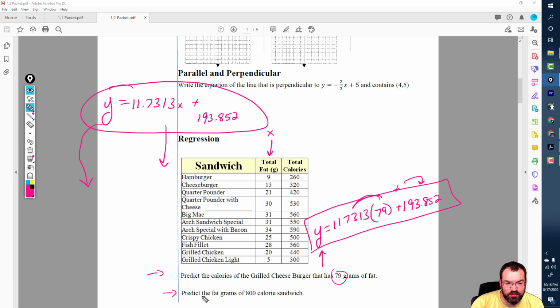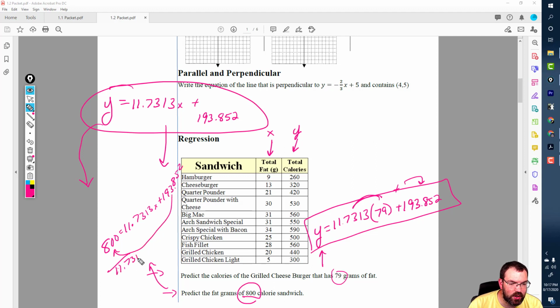Now, the second question says to predict the fat grams of an 800-calorie sandwich. Because that's calories, that's the y value. So I'm going to bring up here and say 800 equals 11.7313x plus 193.852. Then I subtract and divide by 11.7313, and I get x is equal to something. And that something is how many fat grams are in that sandwich. Okay? So in this case, we had a linear regression.